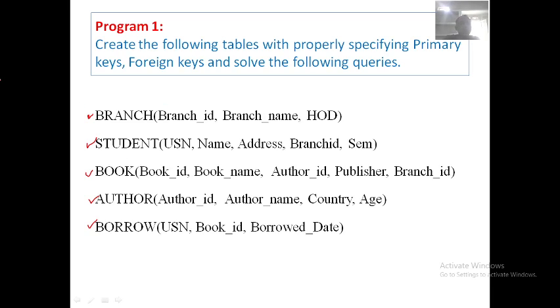Okay, so how do you need to create the table? Create the following tables, specifying primary keys and foreign keys. I am going to explain what is primary key and foreign key here now. And solve the following queries. After creating these things, there are some queries. First we need to create this table. After creating these tables, we need to insert some values. After inserting some values, then there are some queries. We need this information from this table, that table, like this. We need to solve those queries after doing all those things.